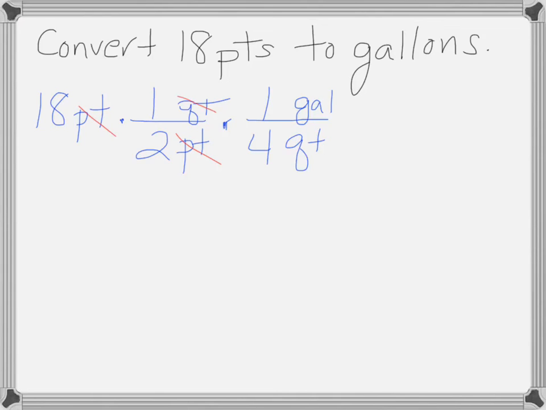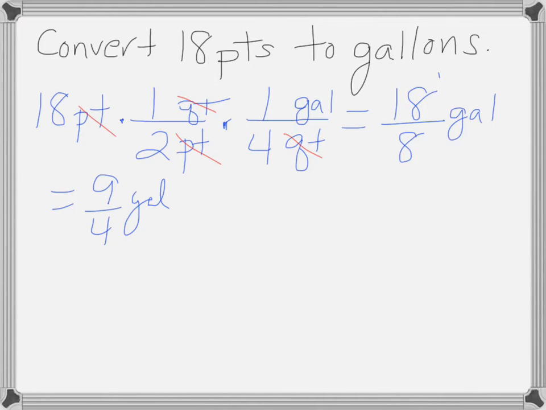So now my quarts reduce. I have so many numbers. Let's go ahead and just multiply all the way across the top and all the way across the bottom. 18 times 1 times 1 is 18. Over 2 times 4 is 8. 18 and 8 both divide by 2. So let's divide both of those by 2. That would be 9/4 gallons. And again, let's go ahead and make that a mixed number. 9 divided by 4. 4 goes into 9 twice. 2 times 4 is 8. Subtract. So 2 1/4 gallons.